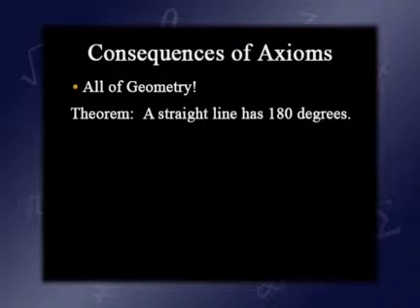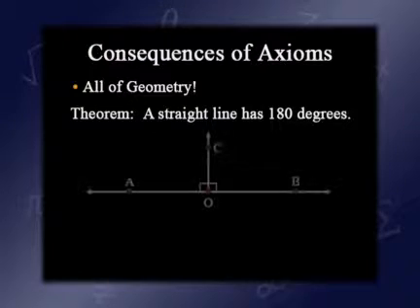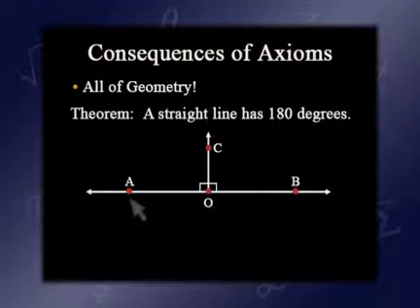Every straight line has an angle of 180 degrees. How do you get that? Well, let's look at the angle AOB. That's a straight line that goes through A and B. Let's bisect that straight line at a right angle.